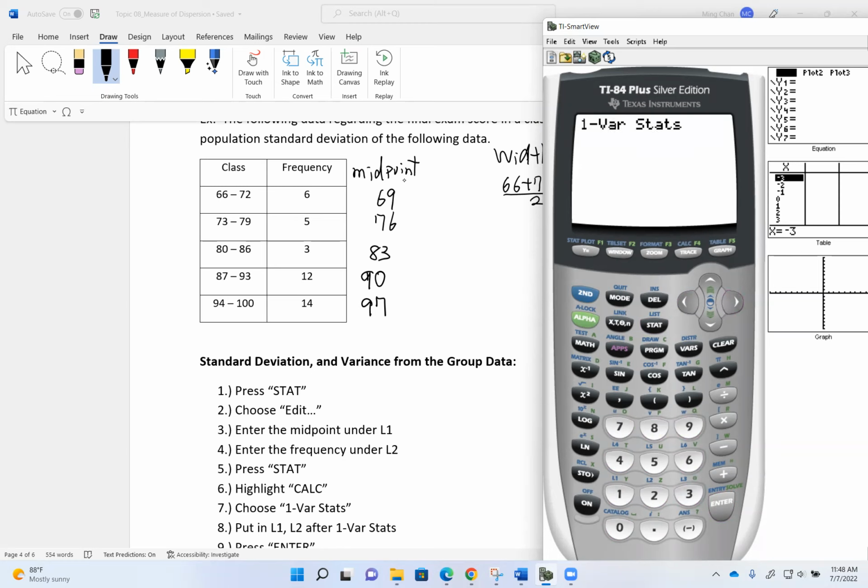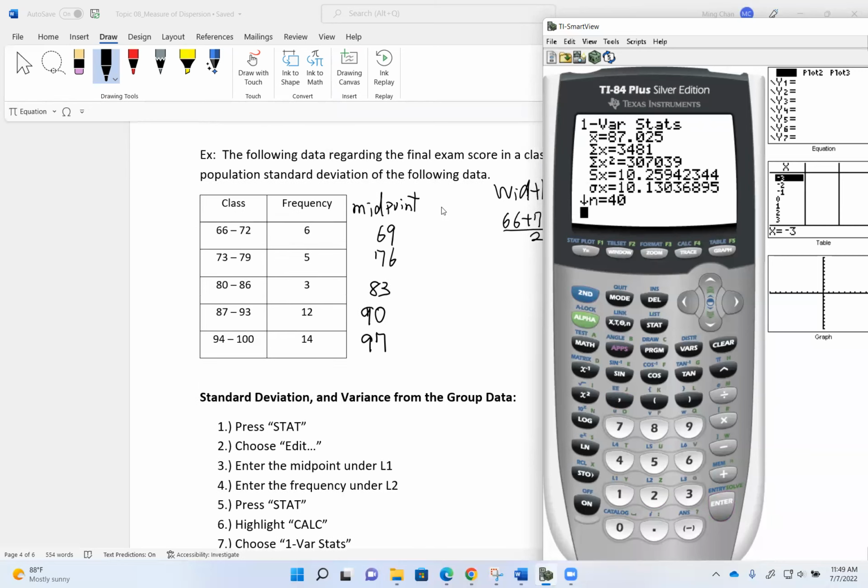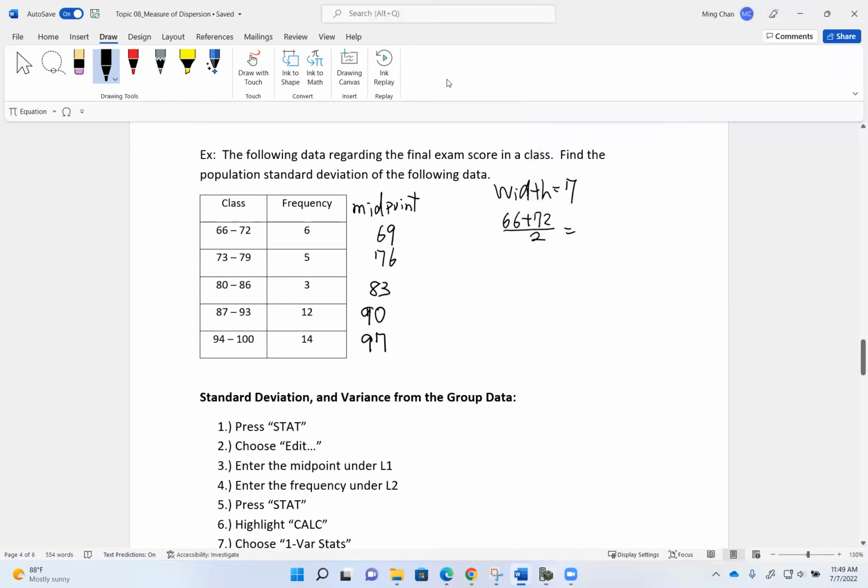So this time we put the midpoints under L1 and the frequency under L2. So here I will say second L1, comma, second L2. So the X list is L1, frequency is under L2. Press enter. And this part wants me to find the population standard deviation, sigma. To 2 decimal places, it's about 10.13. So my sigma is about 10.13.